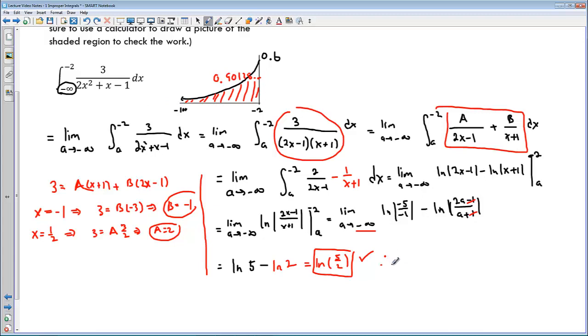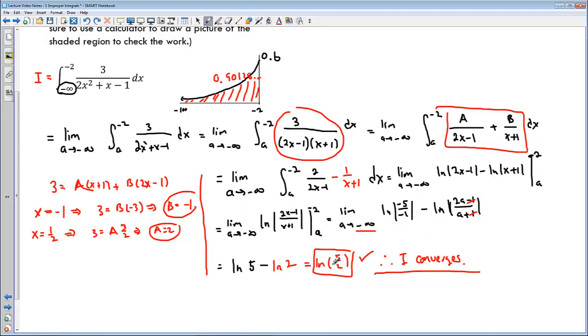So that's good. So therefore, my integral I, remember I'm going to call all integrals I here, so that's my I. Therefore, I converges, and it converges to ln of 5 halves.